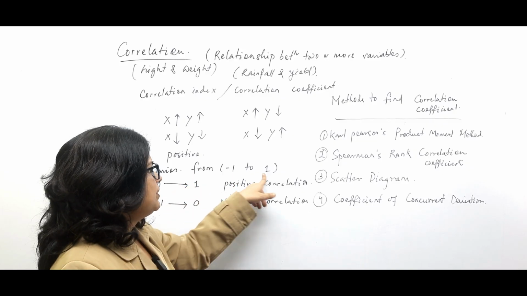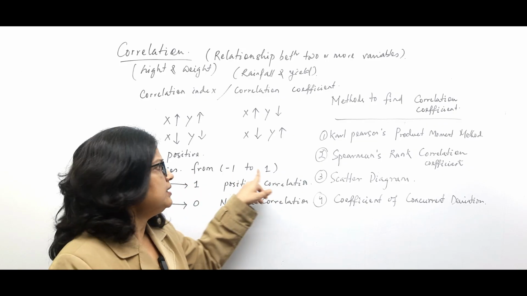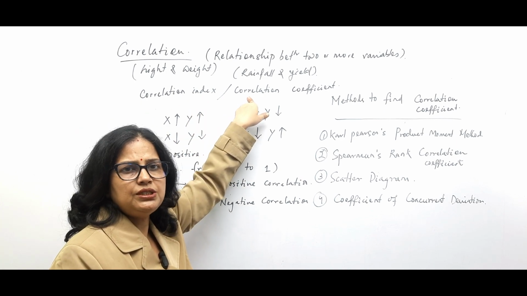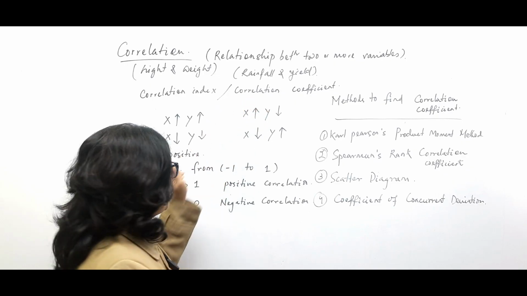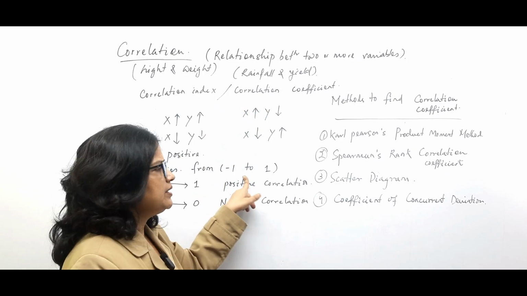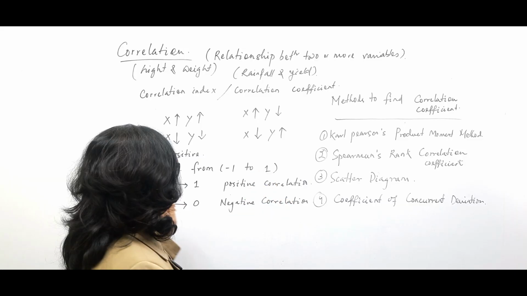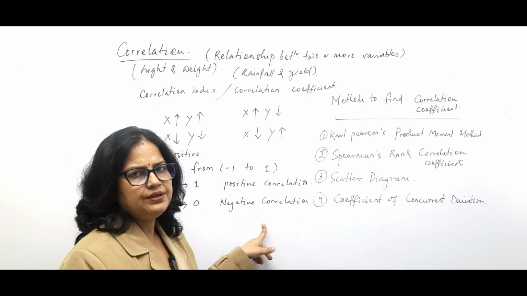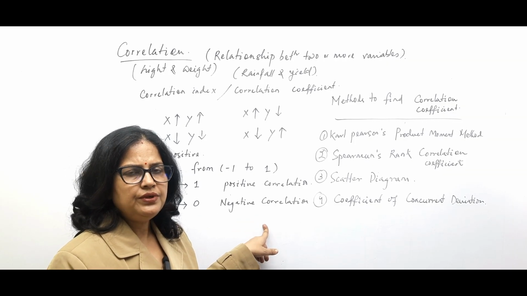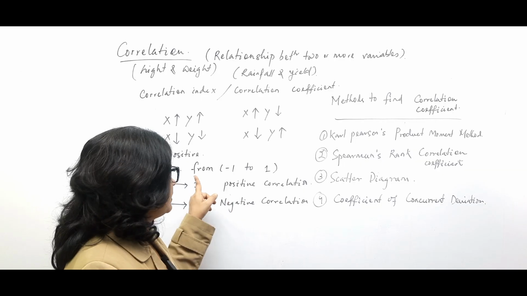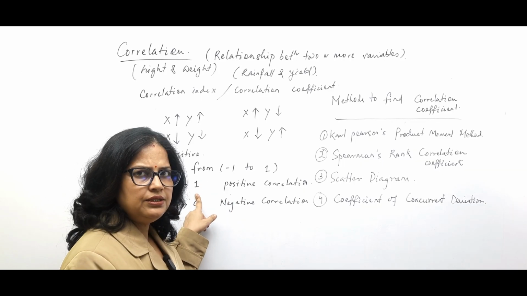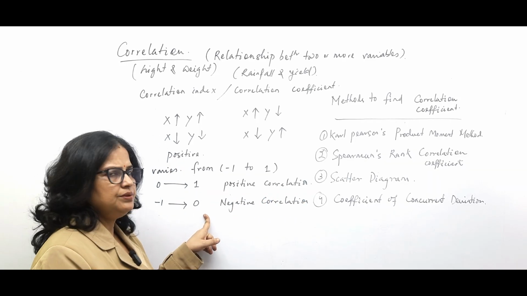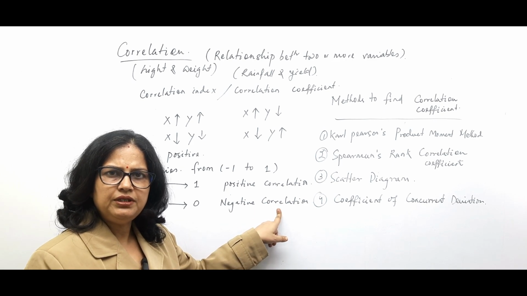R varies from -1 to 1. R is our correlation index or correlation coefficient. We measure the correlation coefficient by R. R varies from -1 to 1. 0 to 1 is positive correlation. -1 to 0 is negative correlation. When we measure the R value, if R comes between 0 and 1, then we say it is positively correlated. And if it is between -1 and 0, then it is negatively correlated.